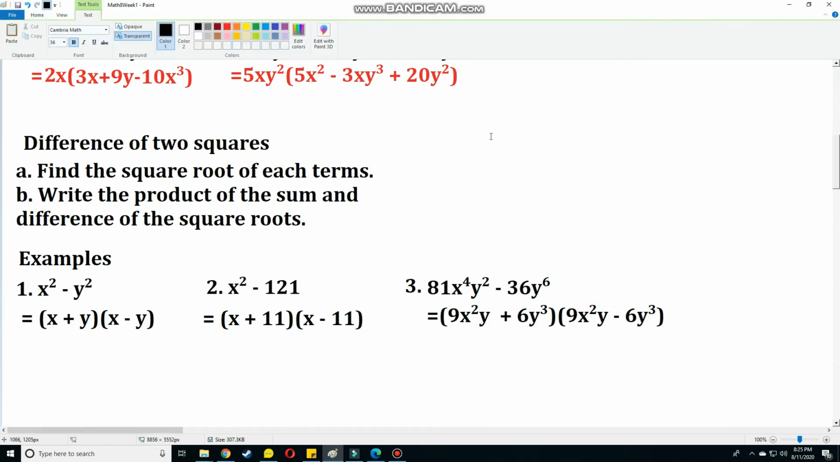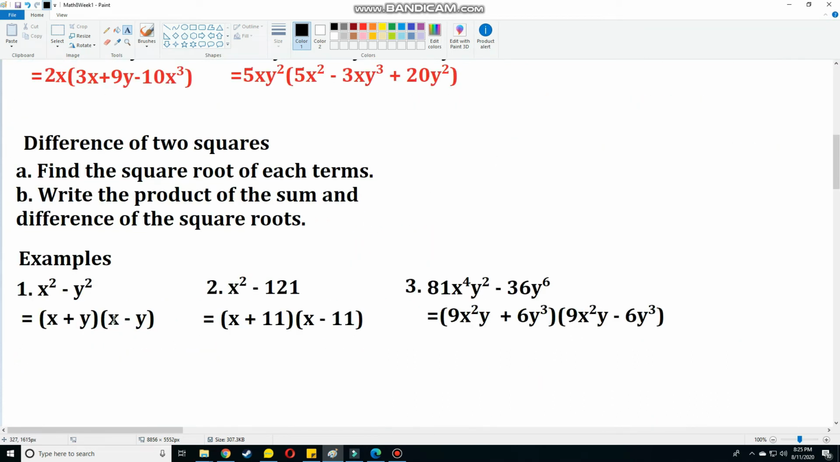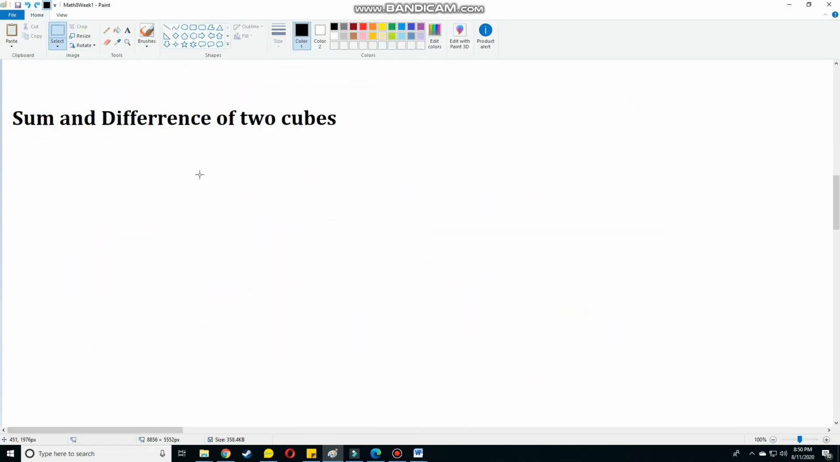And now let's continue to our third one, sum and difference of two cubes. There are two kinds here. We have the sum of two cubes and the difference of two cubes. We need to bear in mind with that one, it's because the sum of two cubes has a different form compared to the difference of two cubes. They are just similar, but they have a simple difference between the two. That's why we must bear in mind if it is a sum of two cubes or a difference of two cubes.